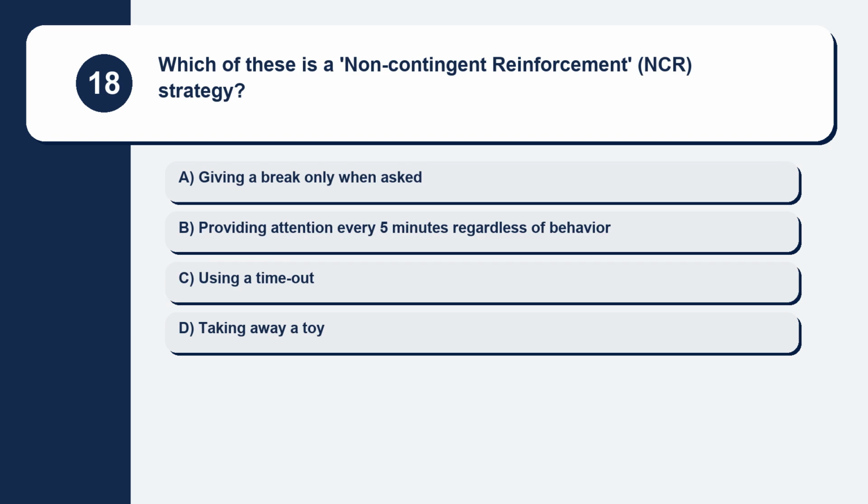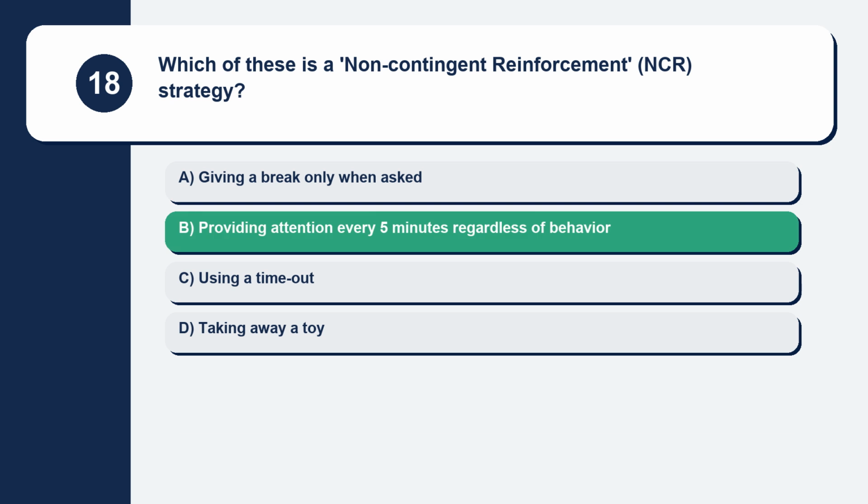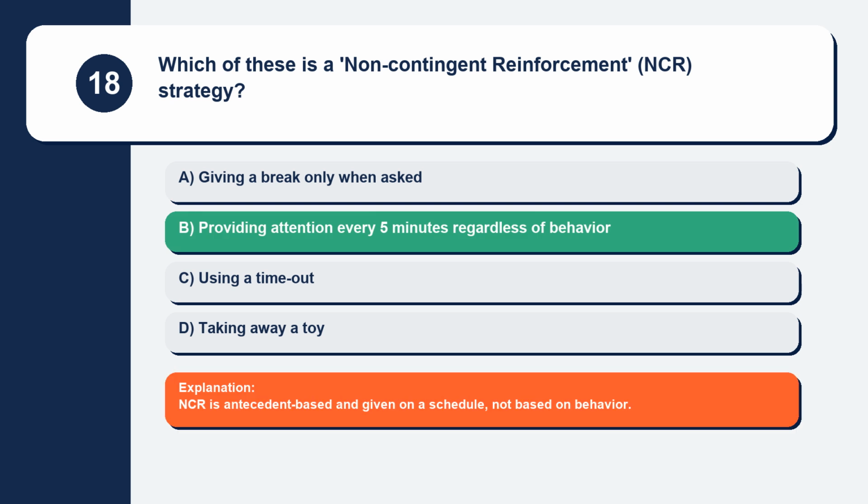Question 18. Which of these is a non-contingent reinforcement, NCR, strategy? Giving a break only when asked. Providing attention every 5 minutes regardless of behavior. Using a timeout. Taking away a toy. NCR is antecedent-based and given on a schedule, not based on behavior.